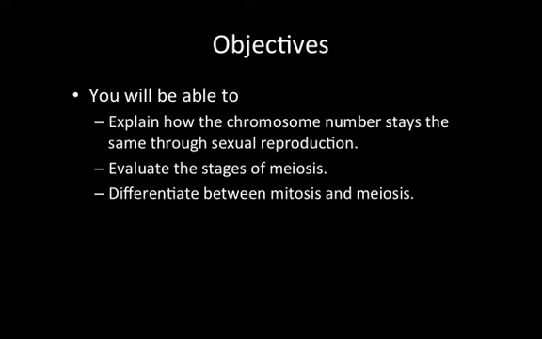Our goals and objectives today: you should be able to explain how the chromosome number stays the same through sexual reproduction. We want to make sure that we have the same number of chromosomes when we make a zygote. Sperm and egg have a different number of chromosomes than body cells because when they unite, they make 46 chromosomes. There's a little bit of difference between the process of mitosis and meiosis in terms of the chromosome number present. You're going to evaluate the stages of meiosis, and to be able to differentiate between mitosis and meiosis, to know those steps of that cell cycle is very important for success in this video lecture.